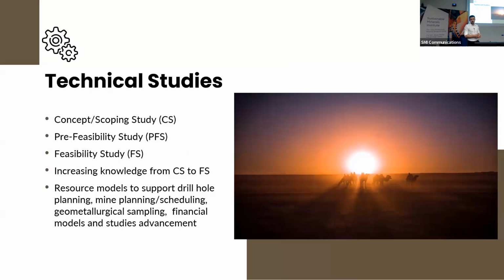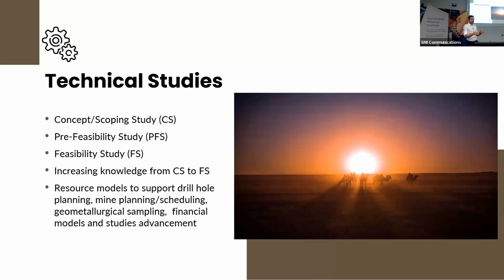So another very important usage of the resource models is for the technical studies. I recommend you read the JORC code to understand exactly what each one of those phases or stages is. But you start with a concept study, you have a deposit, you find your deposit, it's reasonably well drilled. Then you need to understand if that deposit is feasible, if it will make money. You start with a concept study, then you transfer to the pre-feasibility and feasibility, which means that you increase your knowledge when you go from concept study to the feasibility study.